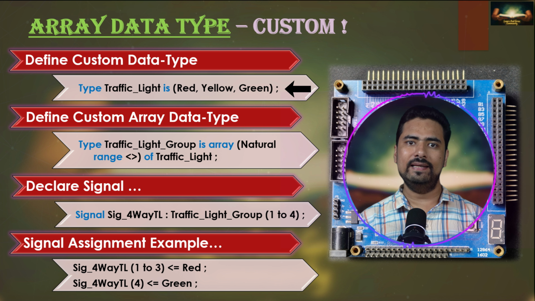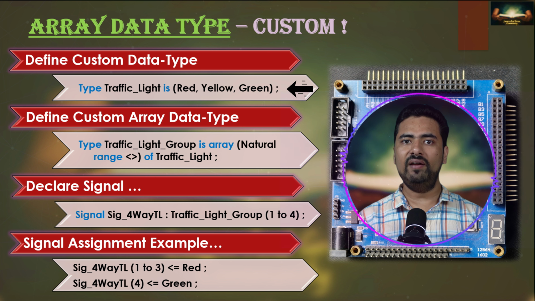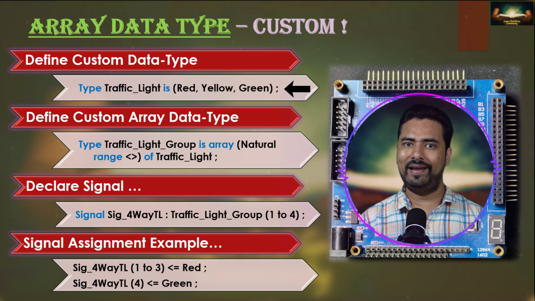Suppose it is named traffic light, and this data type represents three colors of our traffic light, which are red, yellow, and green. Simple. So we will write: type traffic light is (red, yellow, green); Now we have our custom data type named traffic light.